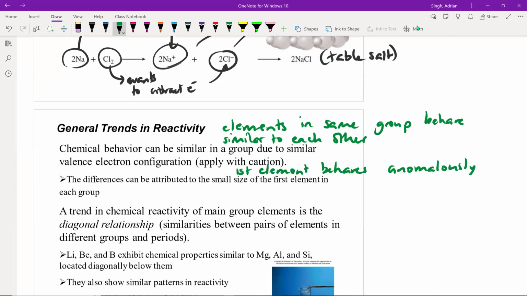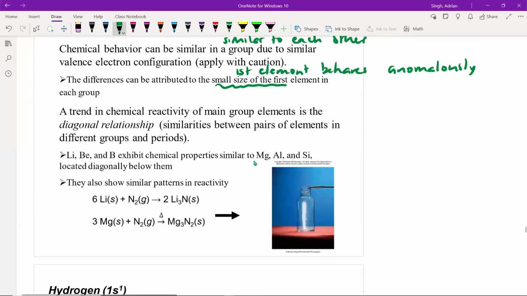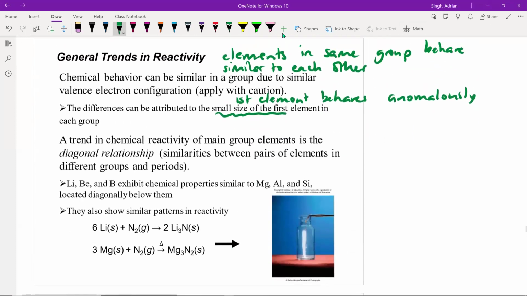And that can be attributed to that first element in each group being incredibly small relative to everything else in that group below it. All right, so generally, yes, elements in the same group will have similar characteristics, chemical reactivities. However, the first one is slightly different because of its much smaller size compared to everything else in that group.